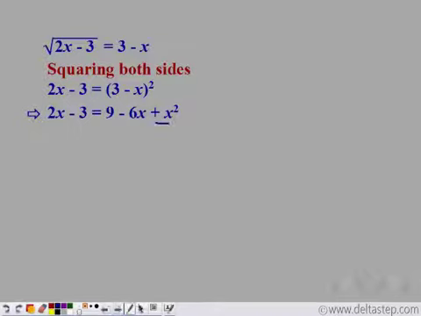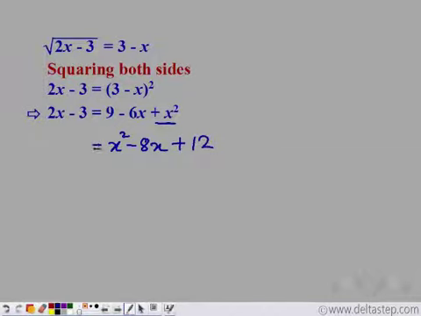Now we have an x square term on the right hand side. We have negative 6x. So we can take this 2x to the right hand side, and this becomes negative 8x. And we write the x square term as it is. So we have x square, negative 6x minus 2x is negative 8x. We have 9 here. If we take this negative 3 to the right hand side, it becomes plus 3. So 9 plus 3 gives us 12.